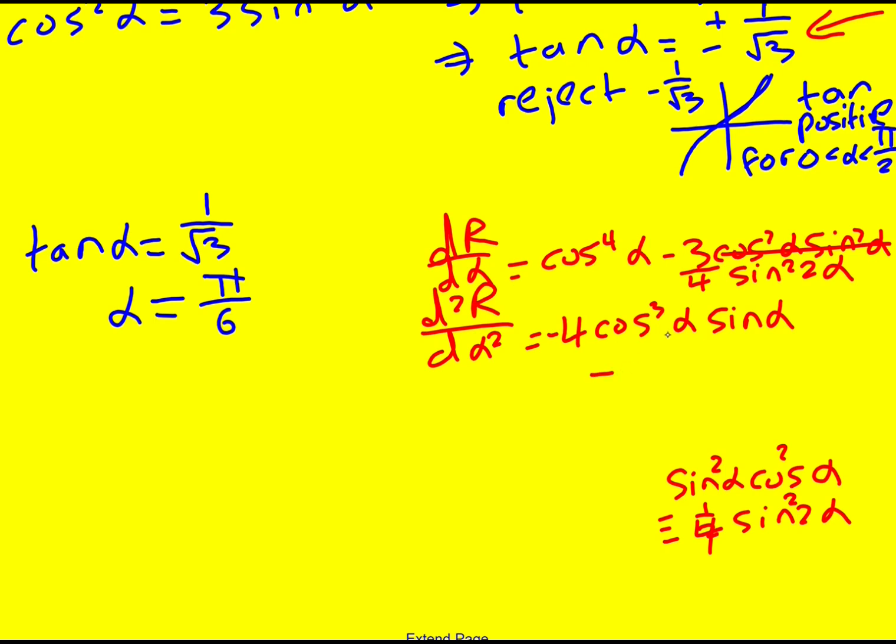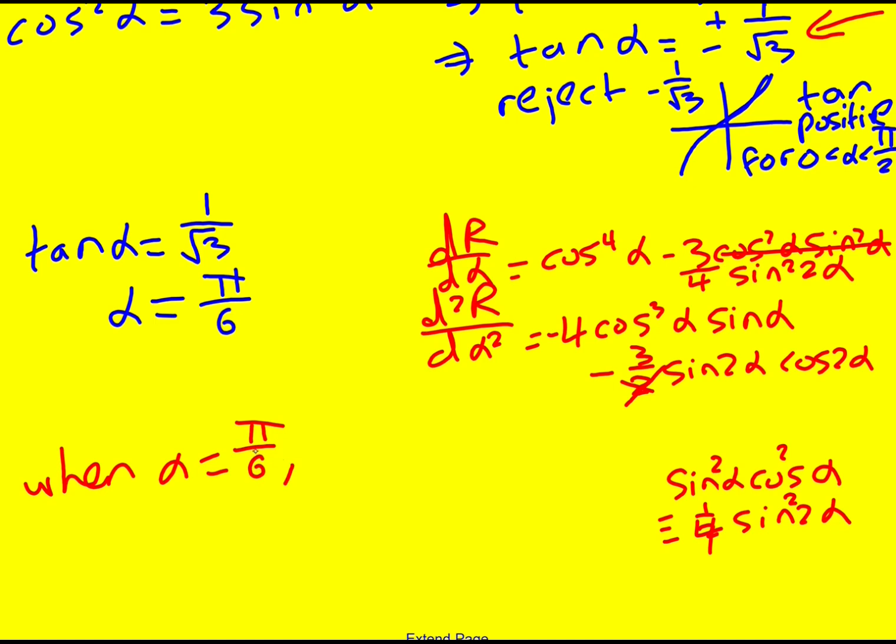So I'm going to be minusing 3 quarters times 2, so 3 over 2 sine 2 alpha, then the derivative, which is going to become cos 2 alpha times by 2. So actually, I get a 3 here overall. And when alpha equals pi over 6, d2r.